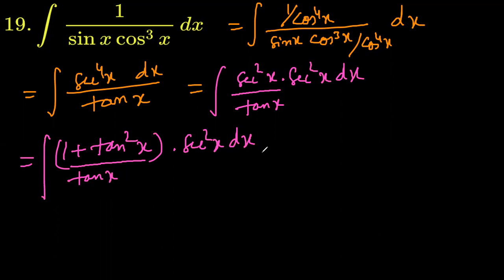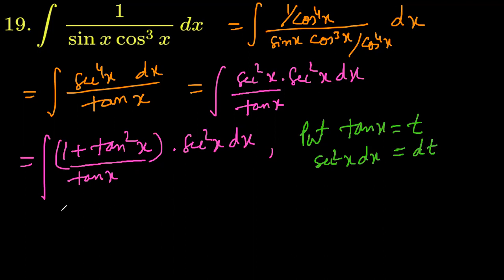Now we can put tan x equal to t. What we are going to do next, we are going to put tan x equal to t. Then the derivative of tan x is sec square x, so we will get sec square x dx equal to dt. All right. Now your integration is going to look like this: integration of 1 plus t square divided by t into dt.